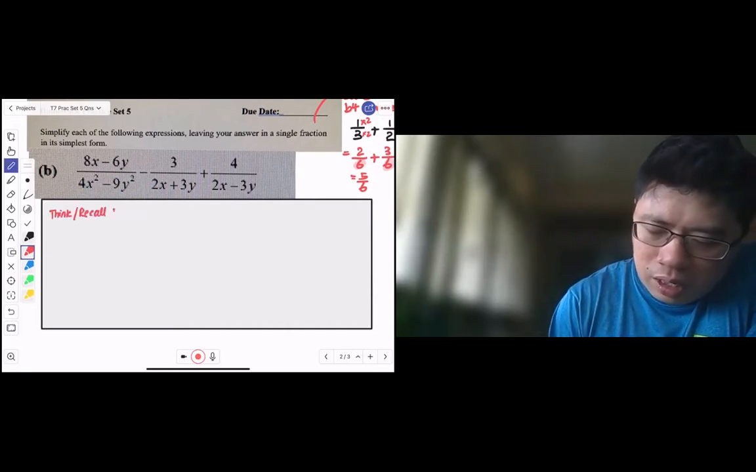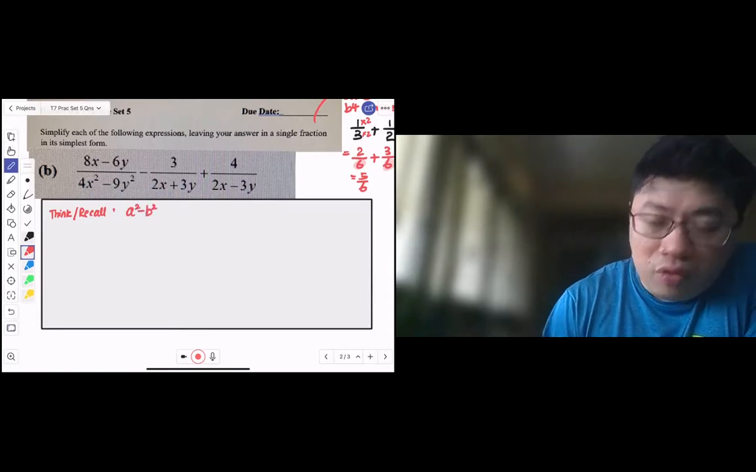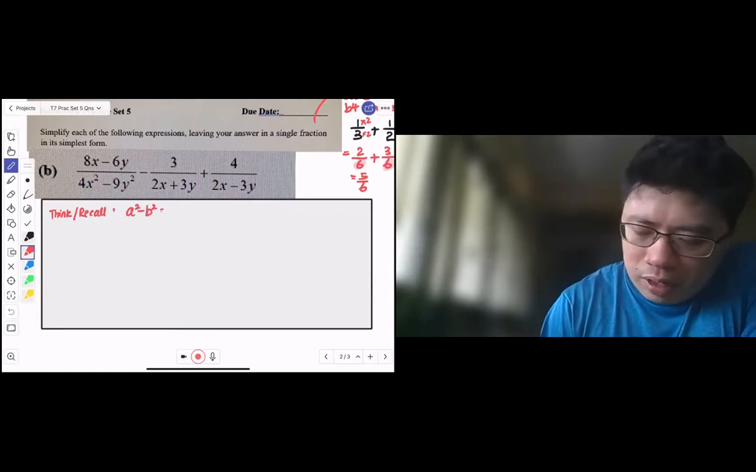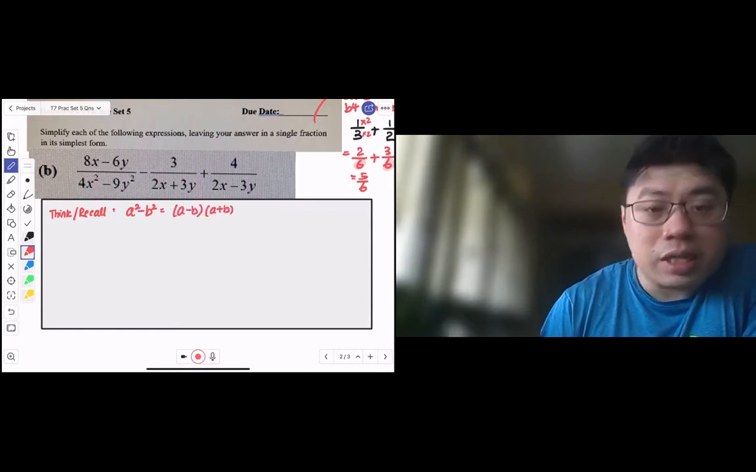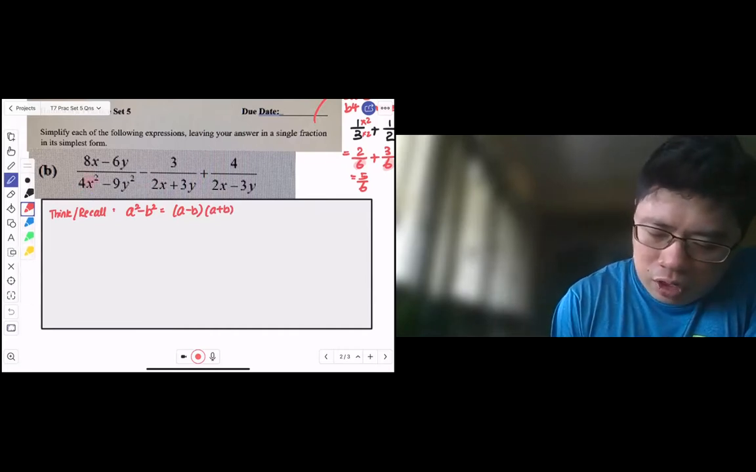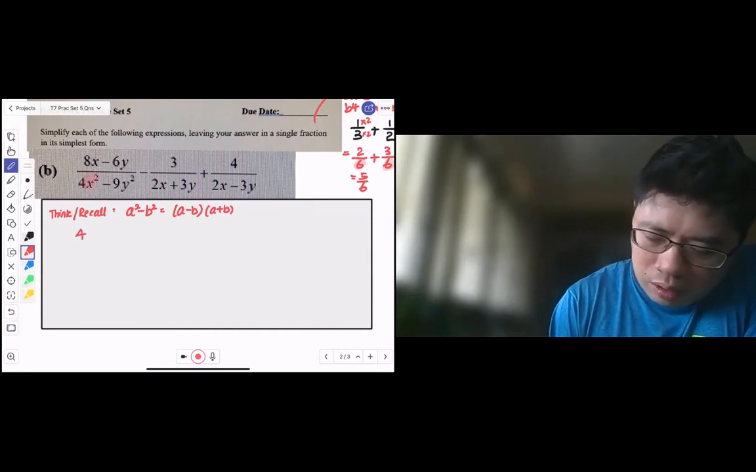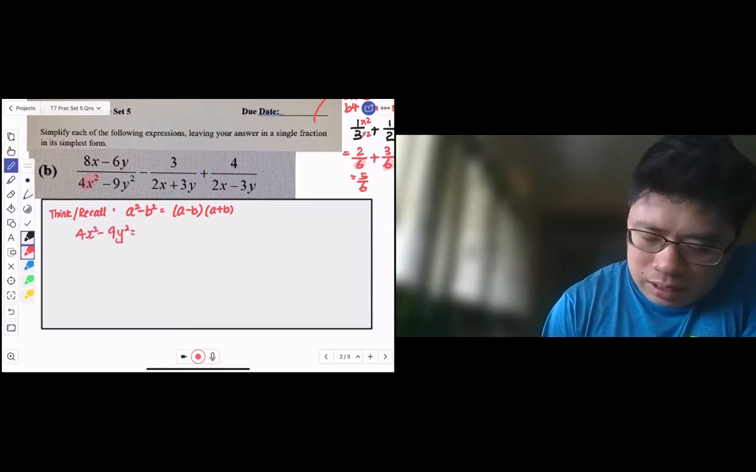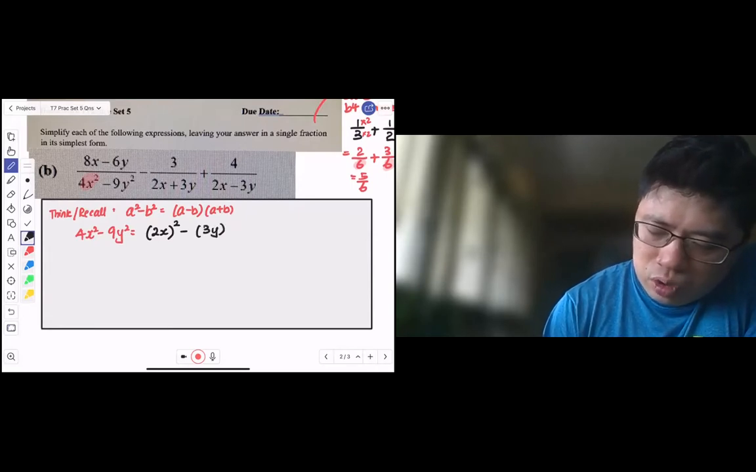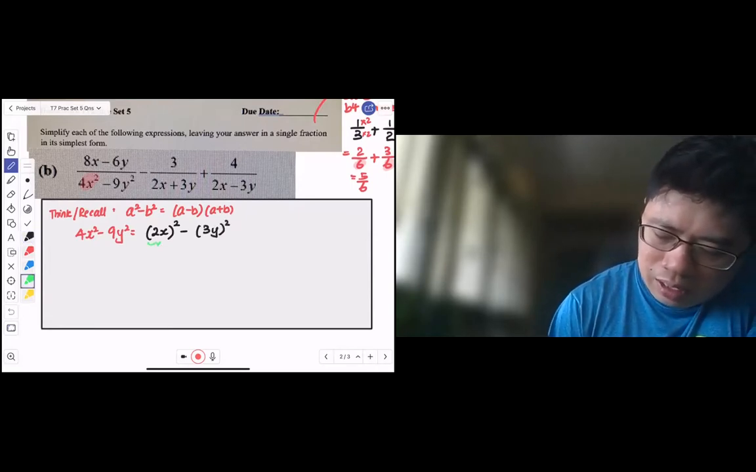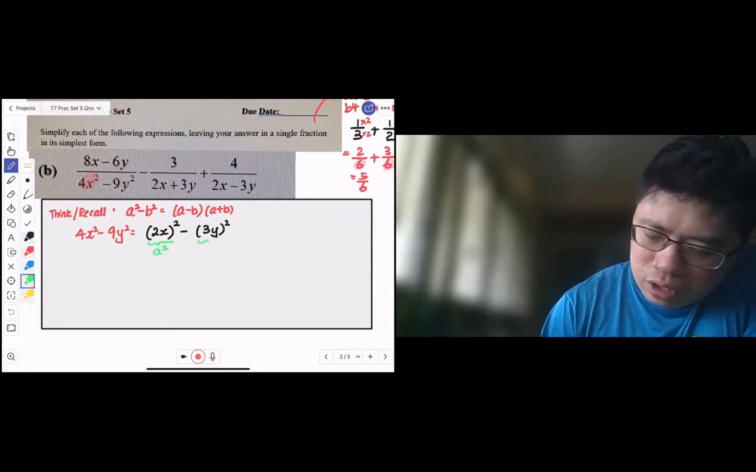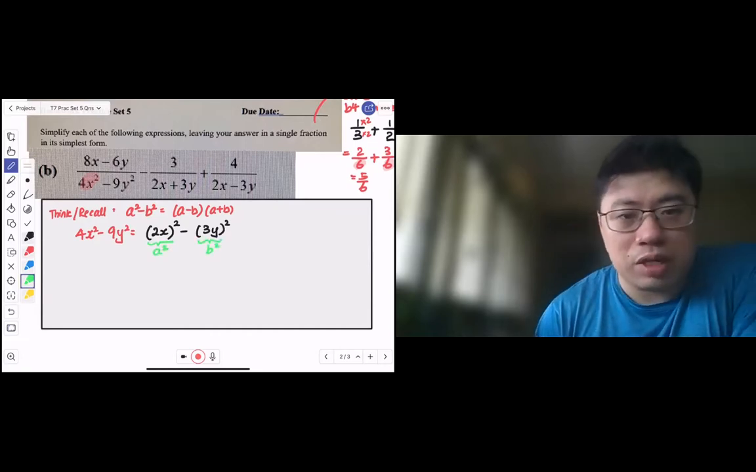that when we factorize a squared minus b squared, this is actually (a minus b)(a plus b). What does this tell you? If you look at 4x squared minus 9y squared, this is like (2x) squared minus (3y) squared. So this is really an expression in the form of a squared minus b squared.